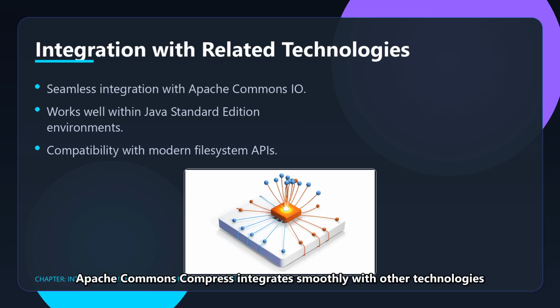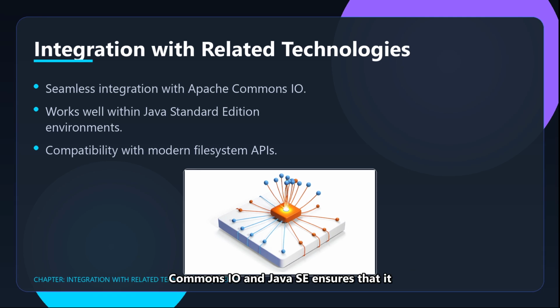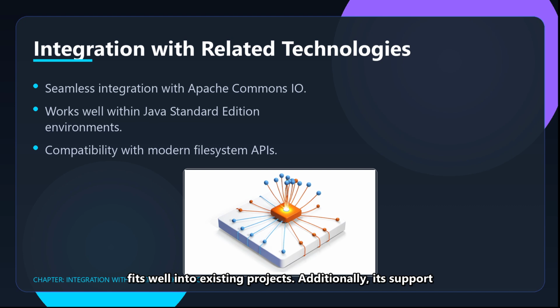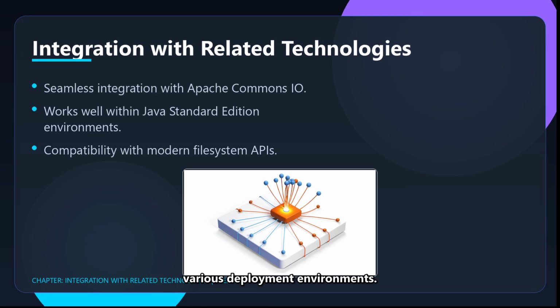Apache Commons Compress integrates smoothly with other technologies in the Java ecosystem. Its compatibility with Apache Commons I/O and Java SE ensures that it fits well into existing projects. Additionally, its support for modern file system APIs makes it versatile in various deployment environments.